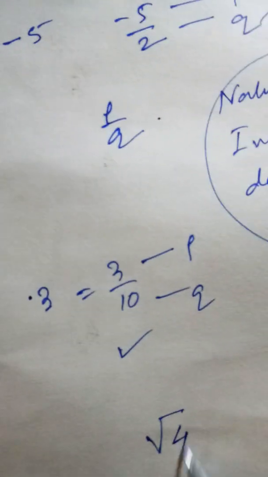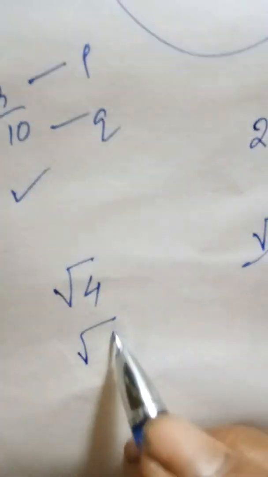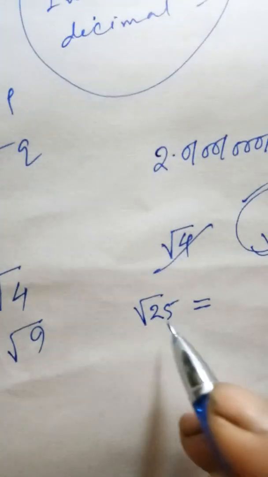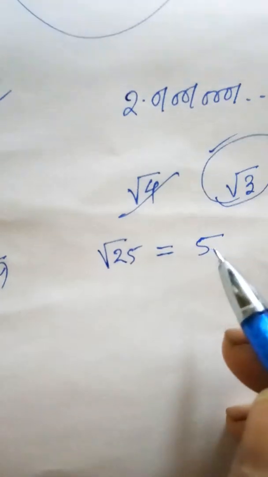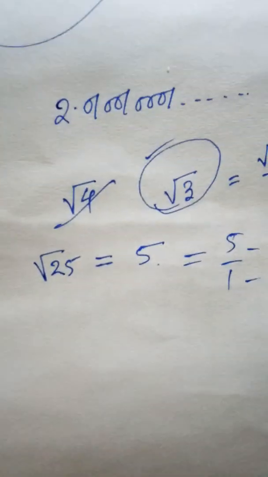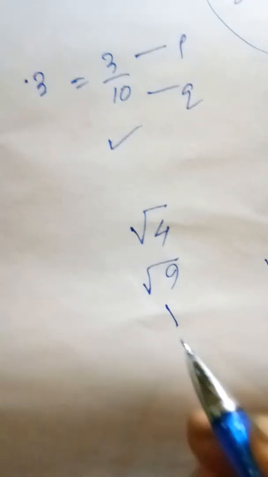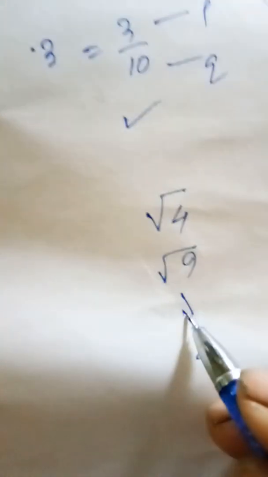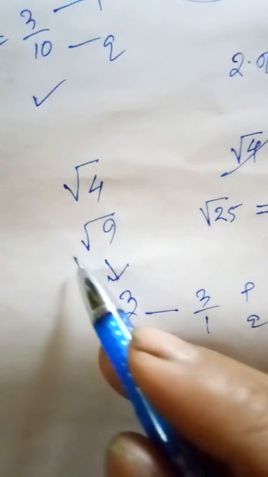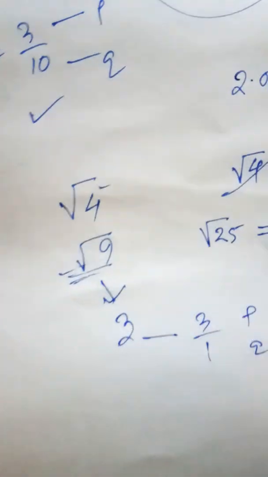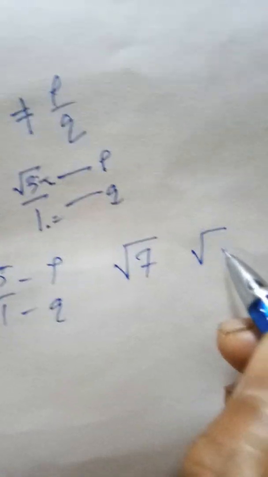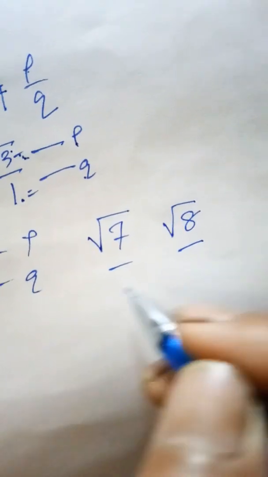But numbers like root 4, perfect square numbers, root 9, root 25, they are rational numbers. They are rational because root 25 we can clearly write as 5, and 5 is the same as 5 by 1. Hence it can be expressed in the form of p by q and both are integers. And root 9 is 3 only, and 3 can be expressed as 3 by 1. So clearly root 9 is a rational number, just like root 4. But the square root of non-perfect square numbers like root 7, root 8, they are not rational numbers. They are irrational numbers.